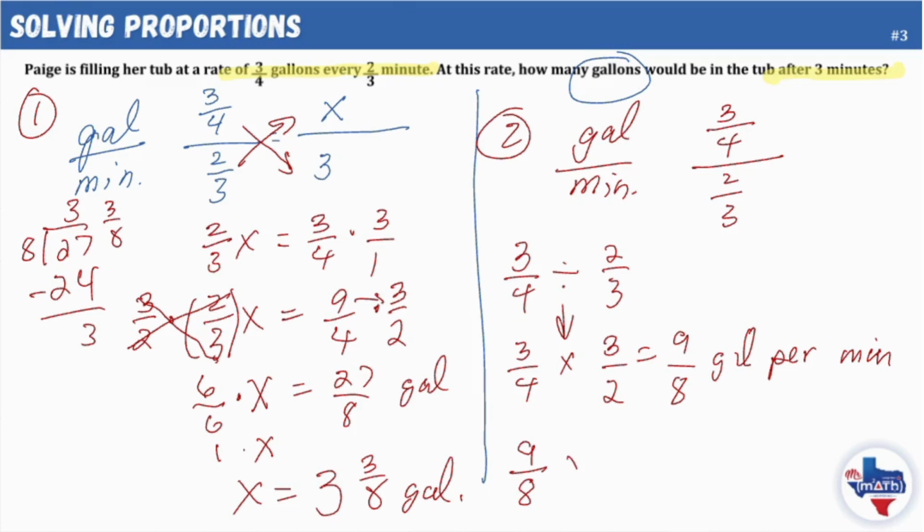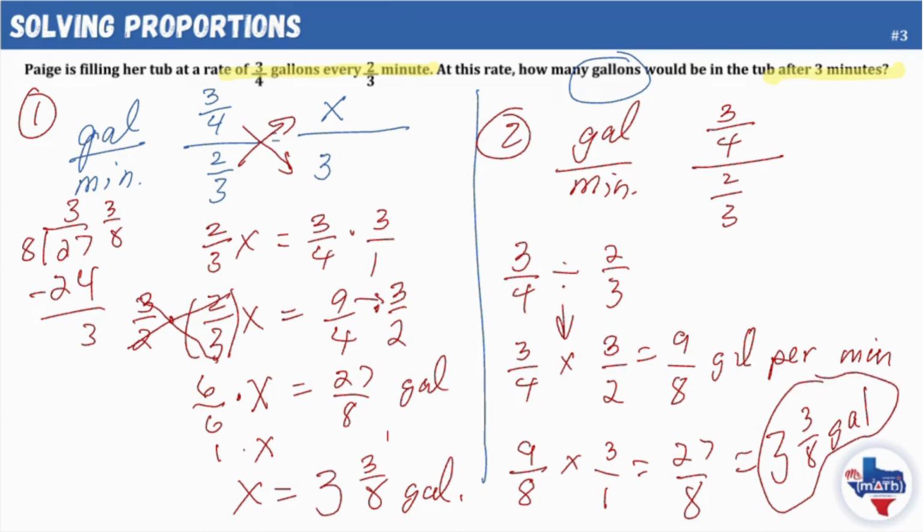So 9/8 times 3 is 27 over 8. The same thing we got over here. 3 3/8 gallons. So both ways you get 3 3/8 gallons in 3 minutes.